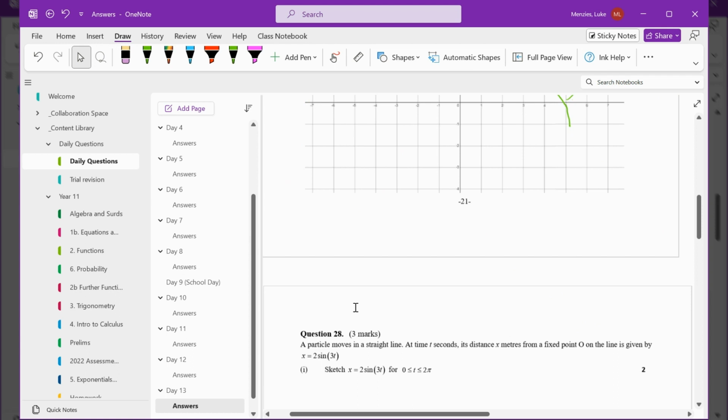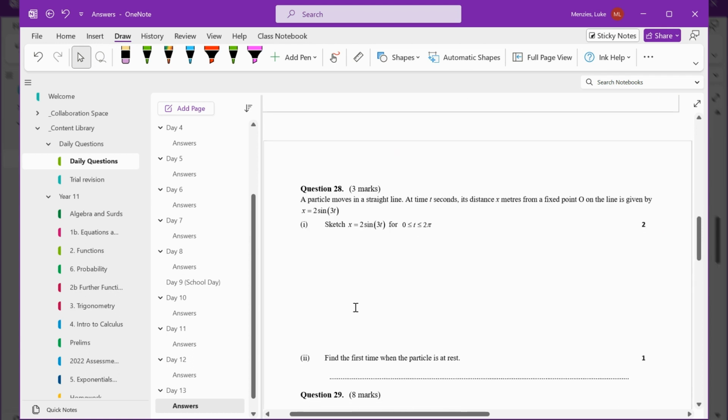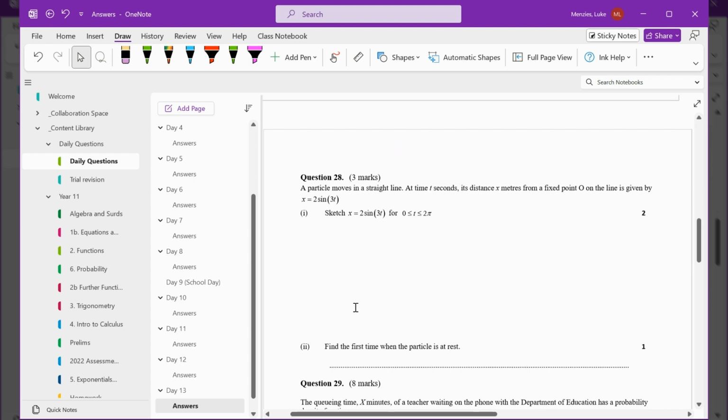So there's that one. A particle moves in a straight line. Its distance x meters from a fixed point O is given by the line there. Sketch the graph. Now, a couple of things you've got to realize here. What is this 3 doing? 3 is changing the frequency. So what that means is everything's going to happen 3 times as quick. And the 2 is changing the vertical dilation.